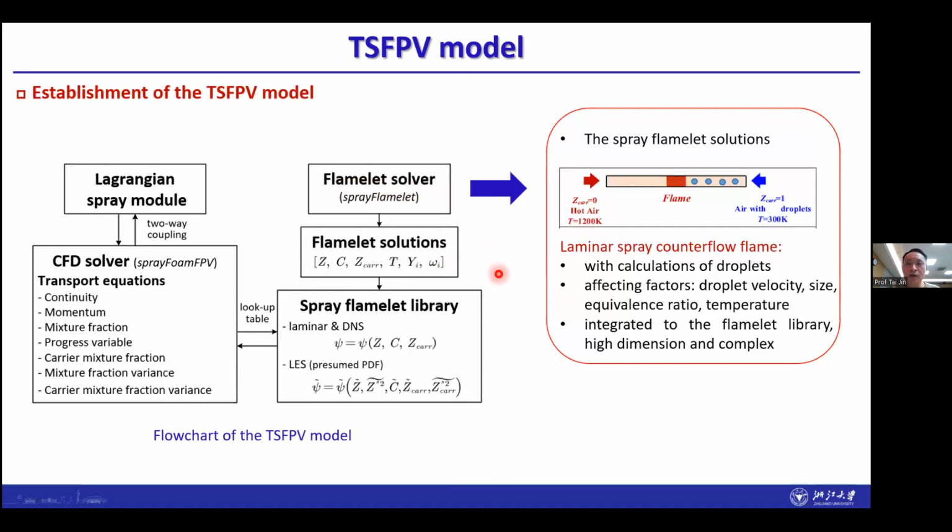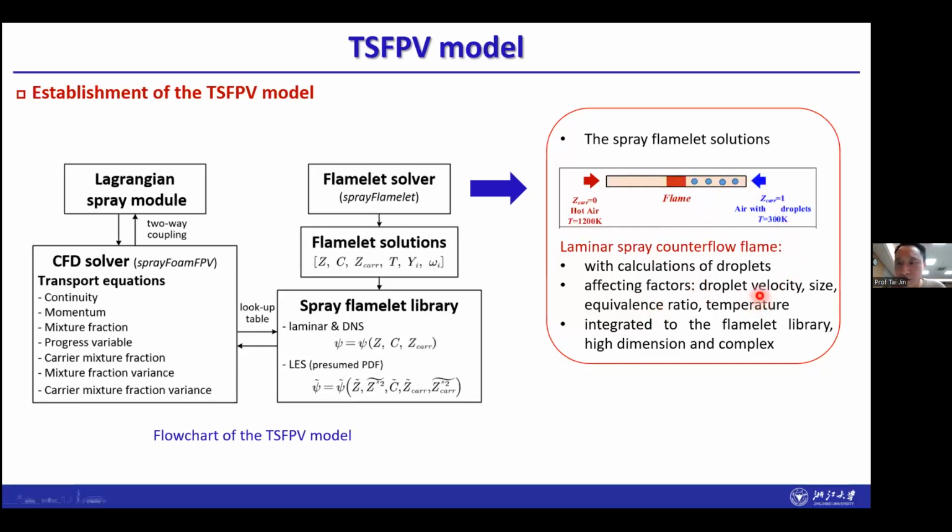The direct approach is to calculate the laminar spray counterflow flame. We can calculate a series of spray counterflow flames, and then extract the solutions to make the flamelet library. But the question is, in the spray counterflow flame simulations, the parameters of the droplets will vary a lot, such as the droplet velocity, the droplet size, the global equivalence ratio, and also the temperature of the droplets.